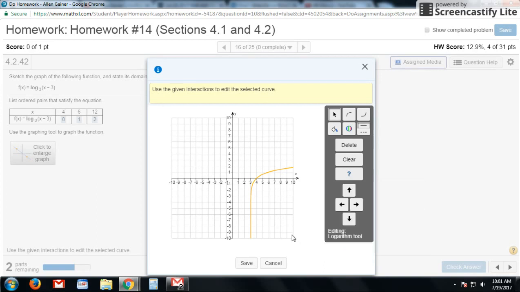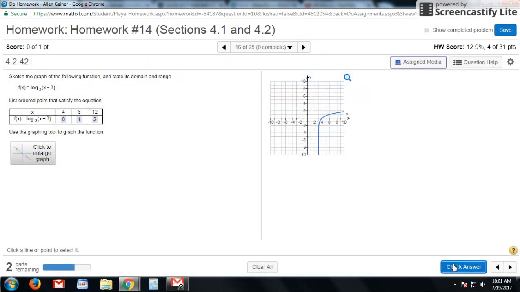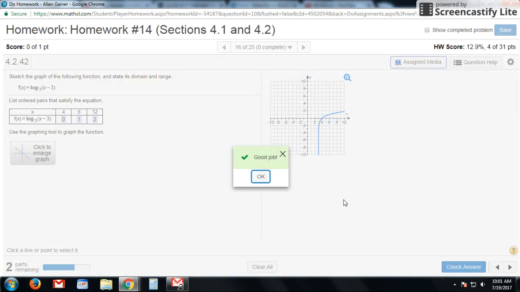Now we can save that picture and check our answer to be sure that it's like it should be. Looks like we've got it. So remember, change the base box and also account for any horizontal or vertical shift as you draw these pictures.